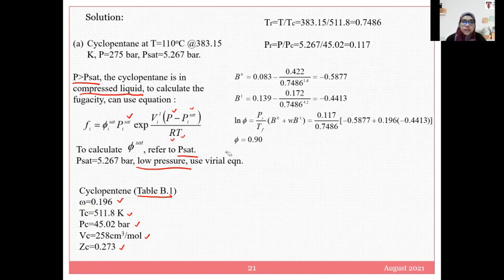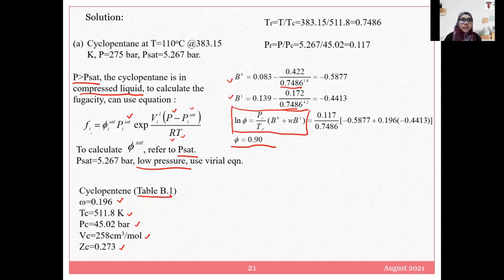So let me remove this. Then we can obtain B0 using this, inserting the TR to determine B0 and B1. So you can obtain the fugacity coefficient using this equation, and then finally you obtain the fugacity coefficient. Inserting the fugacity coefficient into this equation, what else we need is the specific molar volume of the liquid.